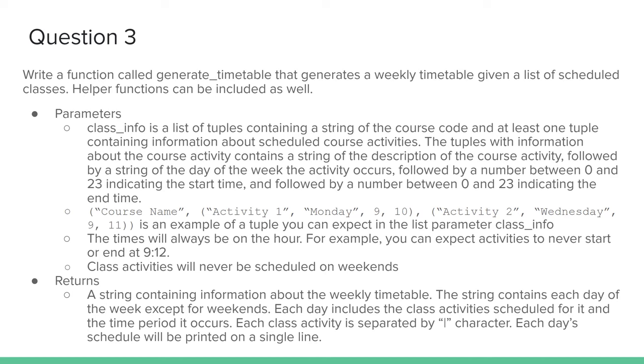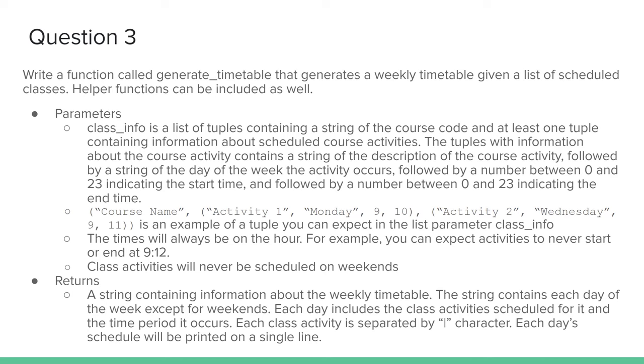So the parameters of this generate timetable function, the first one is class info. It's a list of tuples containing a string of the course code and at least one other tuple containing information about scheduled course activities. The tuples with information about the course activity contain a string of the description of the course activity, followed by a string of the day of the week the activity occurs, followed by a number between 0 and 23 indicating the start time, and followed by a number between 0 and 23 indicating the end time.